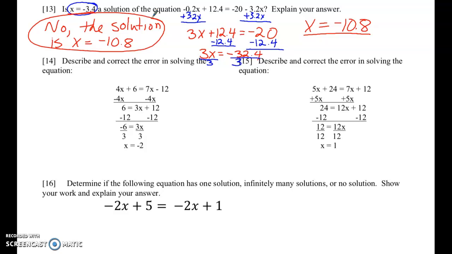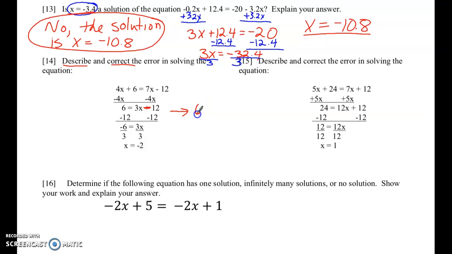Number 14, we've got to describe and correct the error that was done in solving this equation. So looking at it, they went through the process, but right here, there's a minus 12, but when they brought it down, they changed it to a plus. So what we're going to do right there is fix it. So instead of that plus, that should be a minus, which is going to change what our step should be.